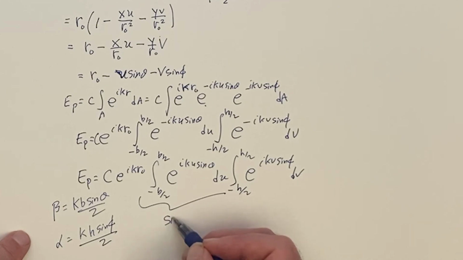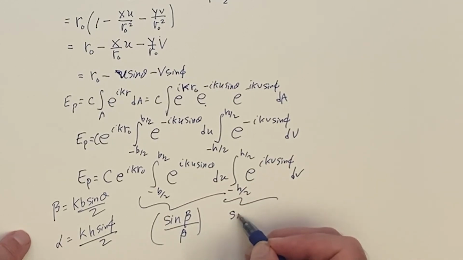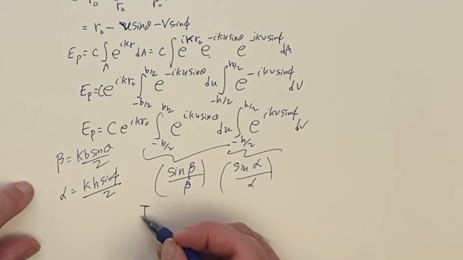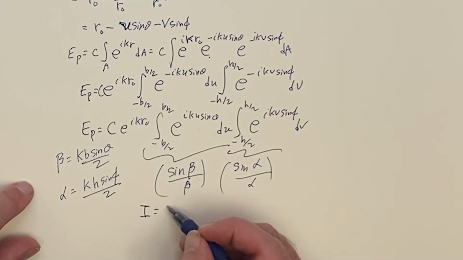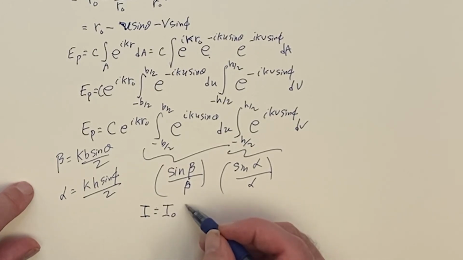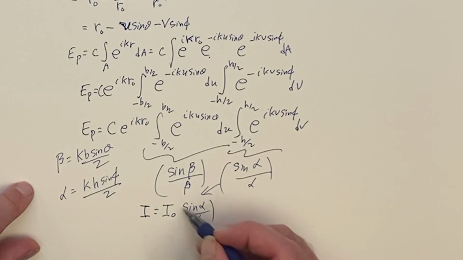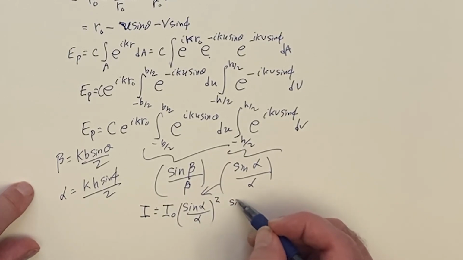See, because this was sine of beta over beta. And this is going to be then the sine of alpha over alpha. So the answer that we're going to get for the I, sum I naught, we're going to get sine, put the alpha one first, alpha over alpha squared sine beta over beta squared.